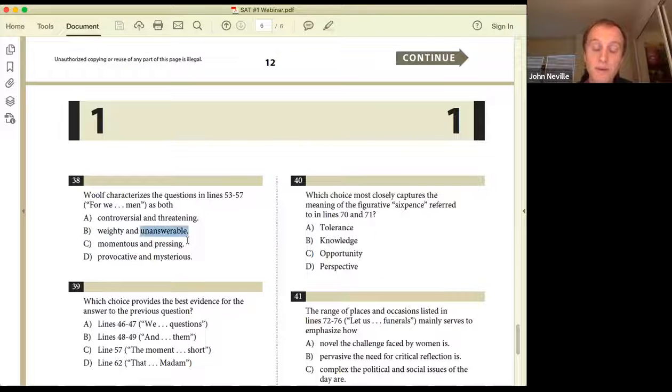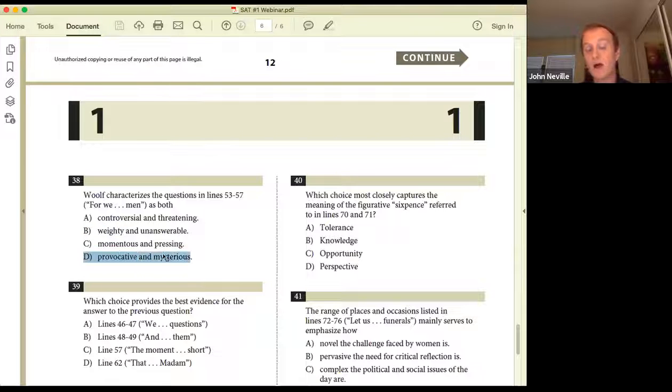"Momentous and pressing" - well, momentous and pressing looks great, right? Momentous means of huge importance, pressing means urgent, so we really like it. So now we can actually get rid of B, because we like C more than B. See how it may not be correct to cross off B right away, because it has a word that is kind of spot on in "weighty", but once you see answer C, you see that B is no longer really a possibility.